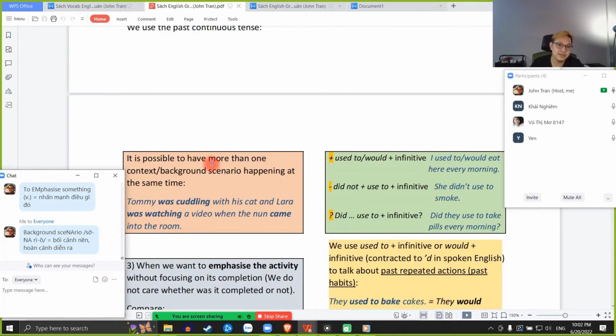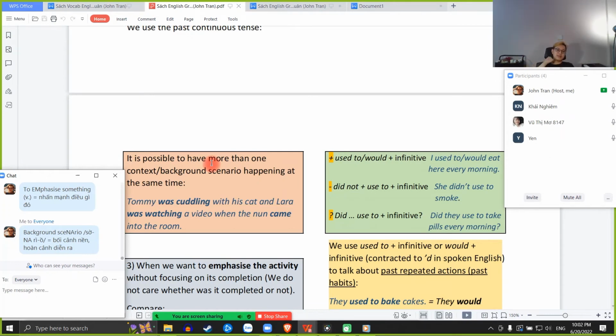It is possible to have more than one context. Is it possible to have more than one context? Background scenario. Background scenario happening at the same time.